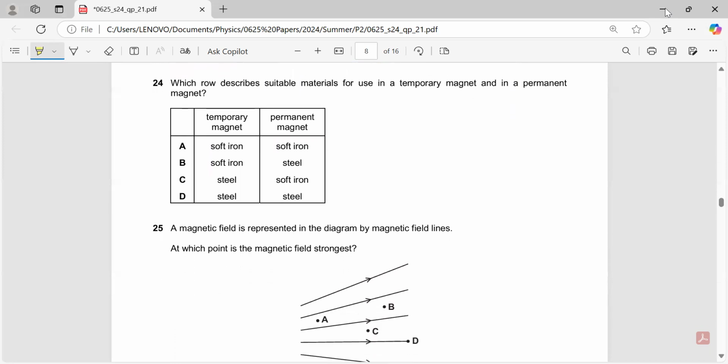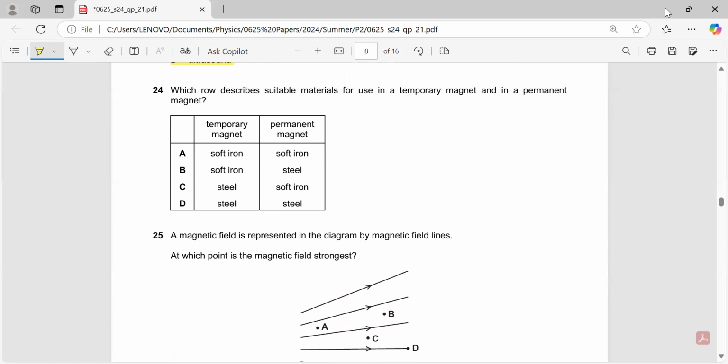Question number 24. Which row describes suitable materials for use in a temporary magnet and in a permanent magnet? So what is a temporary magnet? It's a magnet which can be easily magnetized and demagnetized. So the materials which can easily magnetize and demagnetize are used to make temporary magnets. And for a permanent magnet, we are using the ones which cannot be easily magnetized and demagnetized.